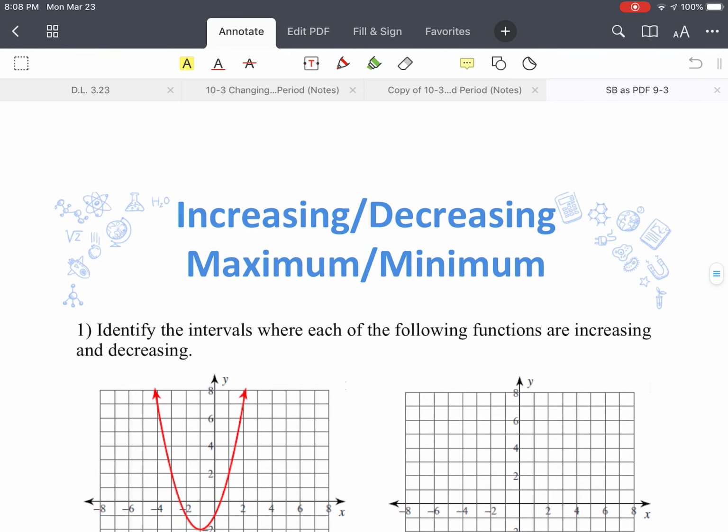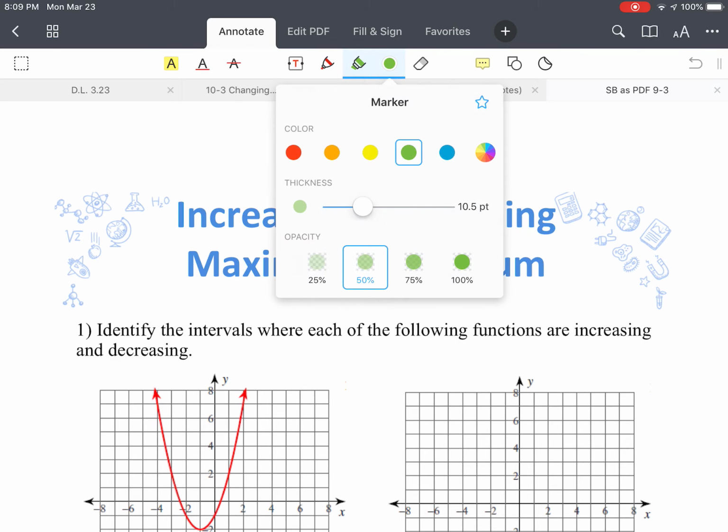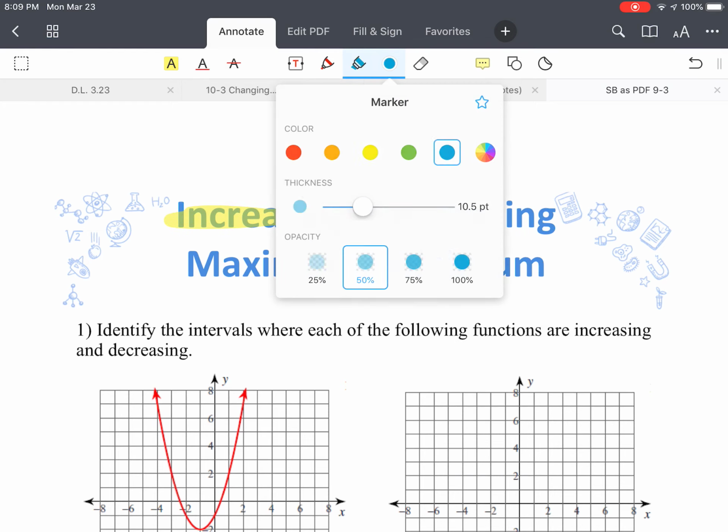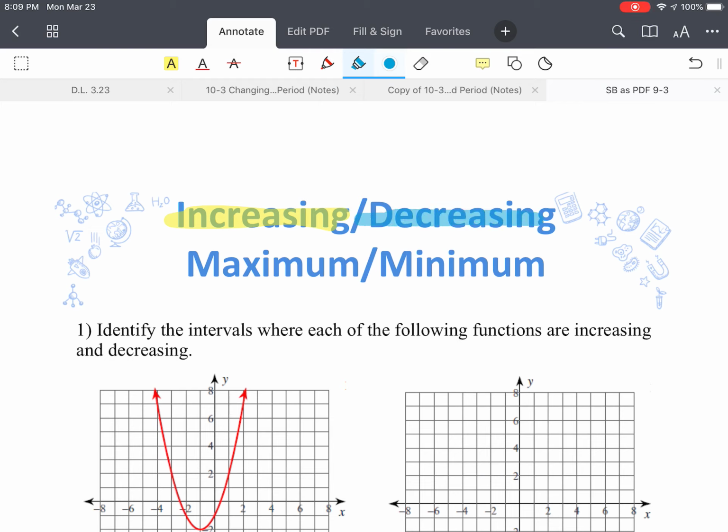We're going to talk about another property of parabolas, of graphs in general, when they are increasing and when they are decreasing. So if you have highlighters or colored pencils, that would actually be great. I'm going to do yellow and blue. I'm going to do yellow for increasing and blue for decreasing.